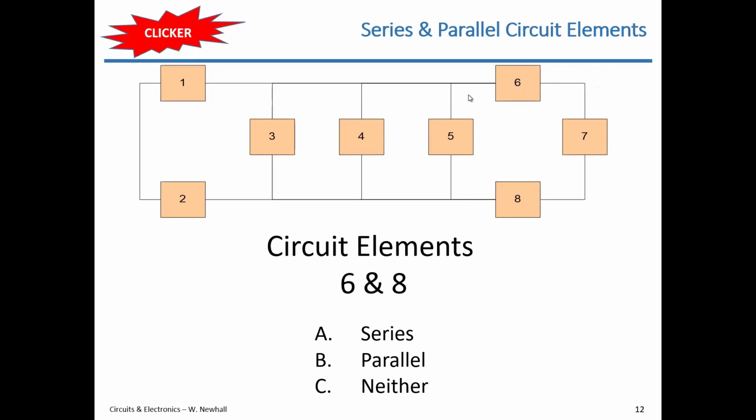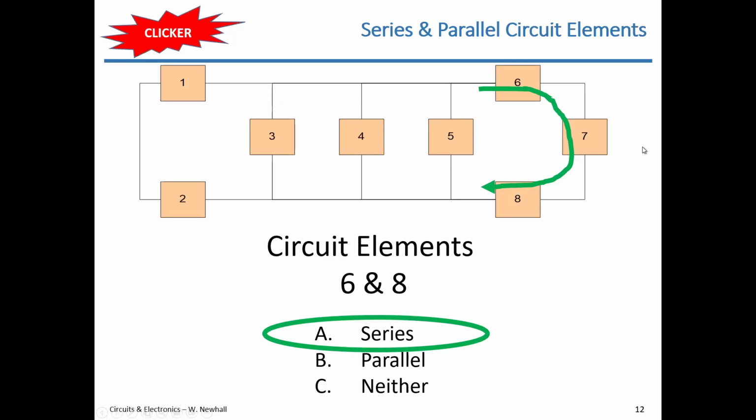Because that current, although 7 is between 6 and 8, the current that goes through 6, if I were to paint an electron, you can't do that, but if I were, or a positive charge, because we're electrical engineers, if I were to paint a positive charge and watch that charge flow, that charge would go down through 7 and then through 8. So that same current would go through both 6 and 8. So they are in series.